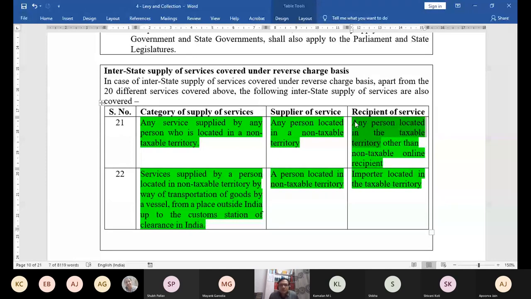So the best example which I am giving you is that John, for example, is a consultant in United States, an engineering consultant. X Limited in Delhi required some consultancy from Mr. John. Now, who is the supplier? Mr. John is supplying consultancy services. Who is the recipient? X Limited, which is in taxable territory. So in this case, it is covered under reverse charge.